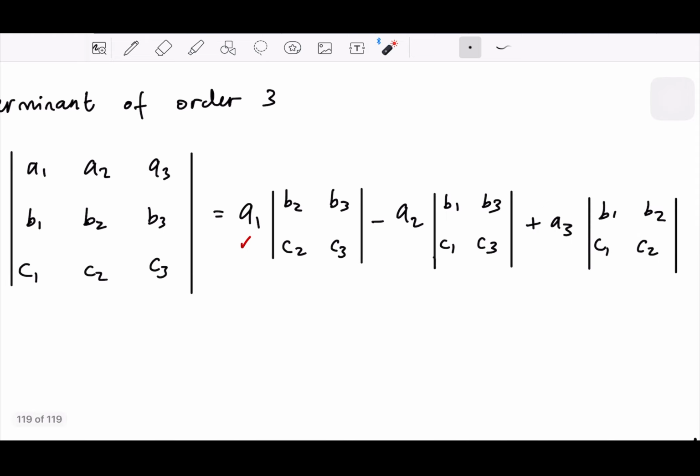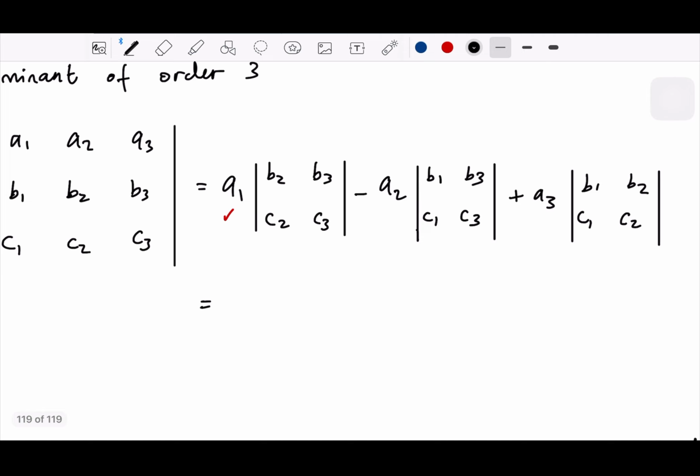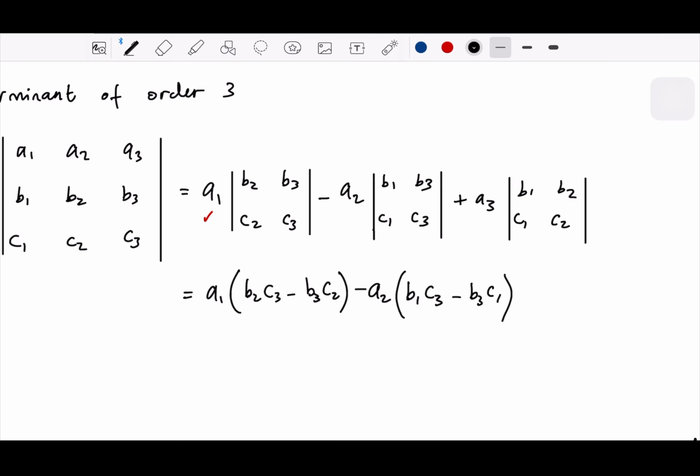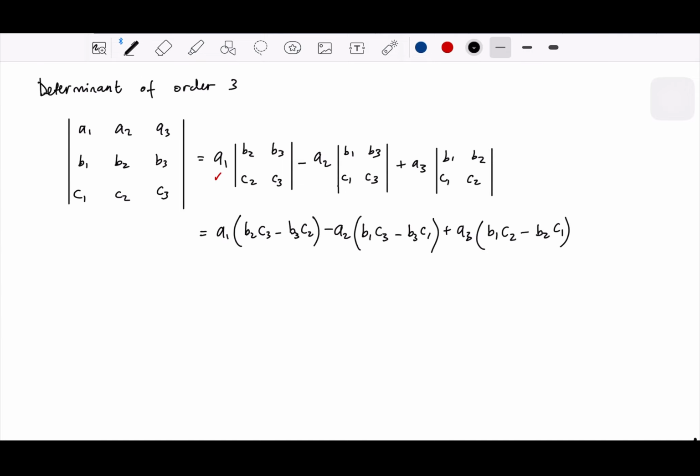And A3 is also the same. So we are covering this part, row one column. So this will be our square. This is our square. So if we apply the determinant calculations, then this will be the result, right?